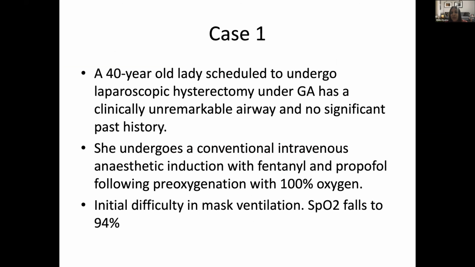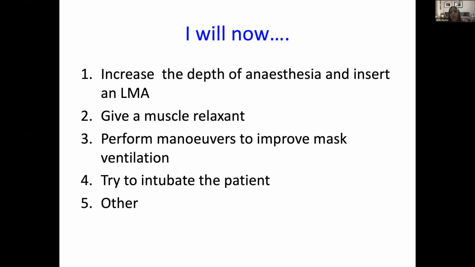Okay. So the first case is a 40-year-old lady scheduled to undergo laparoscopic hysterectomy under general anesthesia, with a clinically unremarkable airway and no significant past history. She undergoes a conventional intravenous anesthetic. So fentanyl has been given, propofol has been given, and of course she was pre-oxygenated well with 100% oxygen. And I have initial difficulty in mask ventilation. Okay, so I've not even done a laryngoscopy, and my saturation starts to fall. It's fallen to 94%. Okay, so what should I do now?